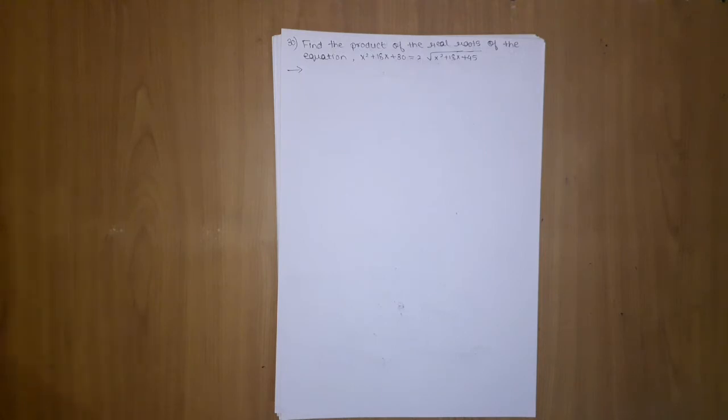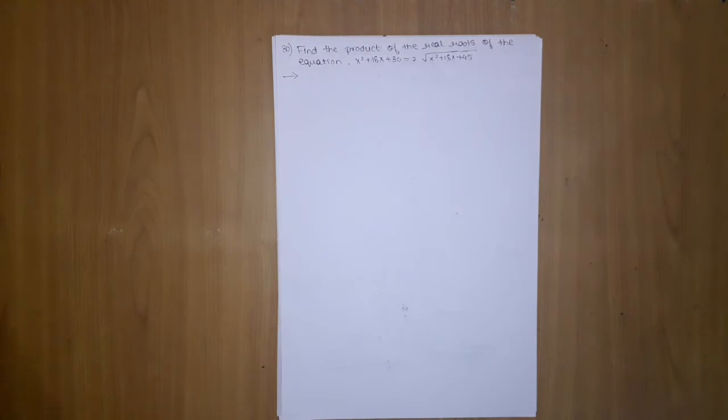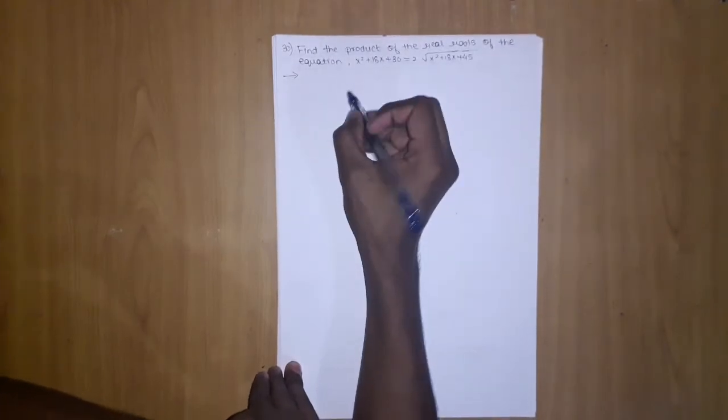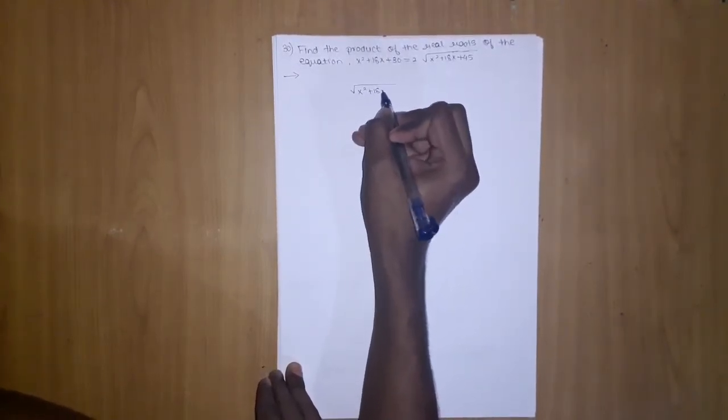Okay, moving on further, we have this next question, which is: find the product of the real roots of the equation x square plus 18x plus 30 equal to 2 into under root x square plus 18x plus 45. Now this under root term is our problem, so let's take it as t.